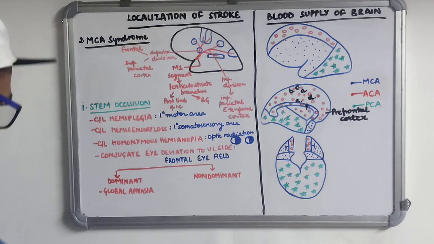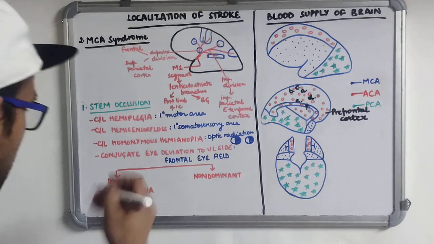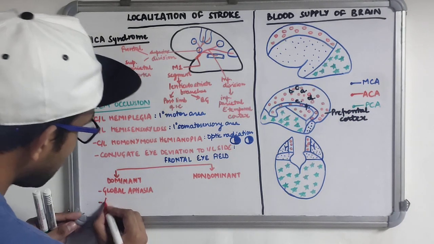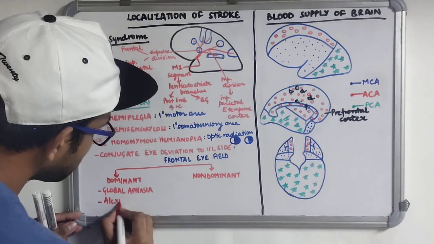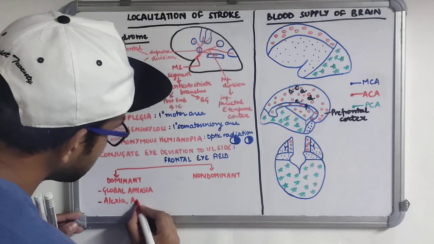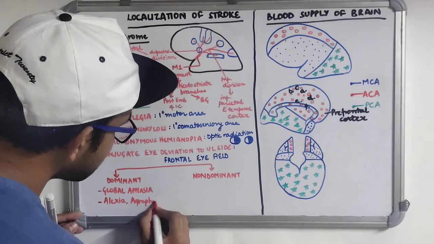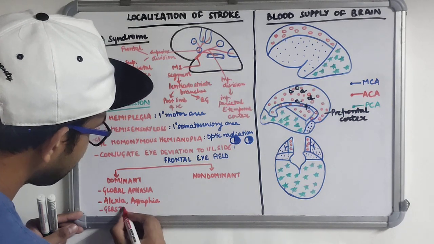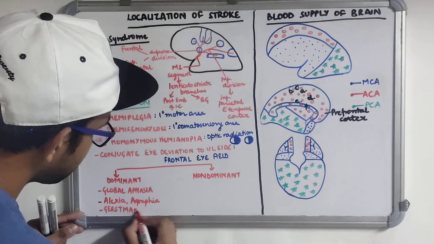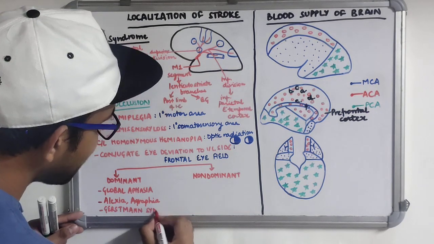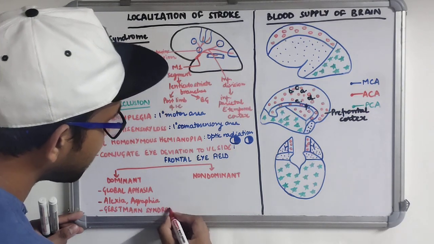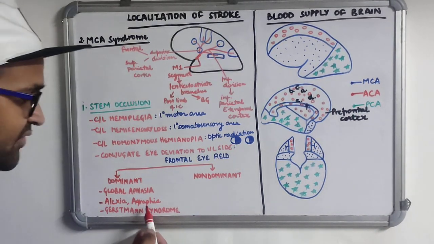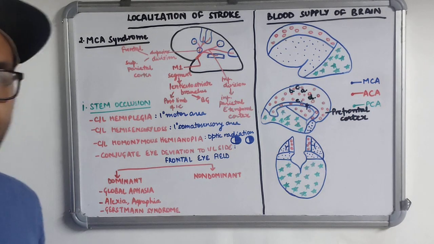Now, apart from that, due to involvement of the dominant hemisphere, there is also alexia, agraphia, and Gerstmann syndrome. What is alexia? Alexia is difficulty in reading. Agraphia is difficulty in writing.